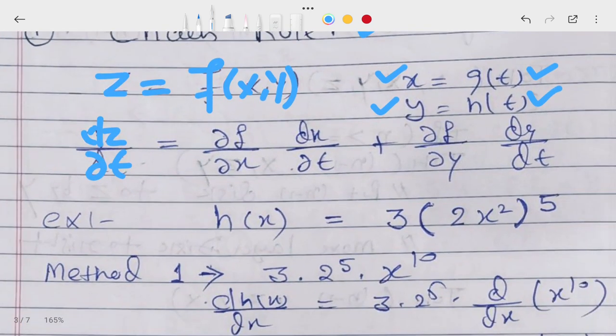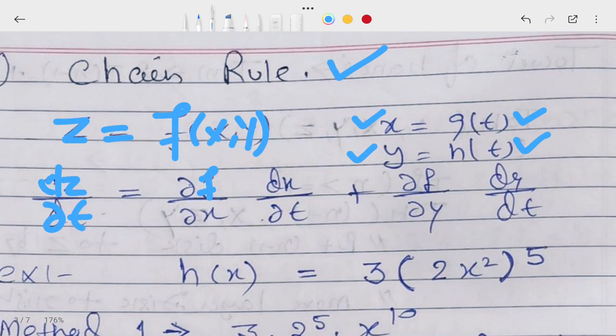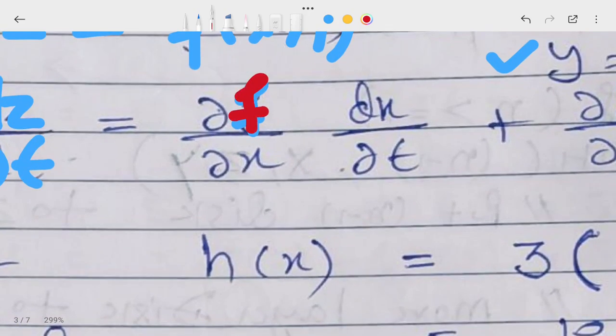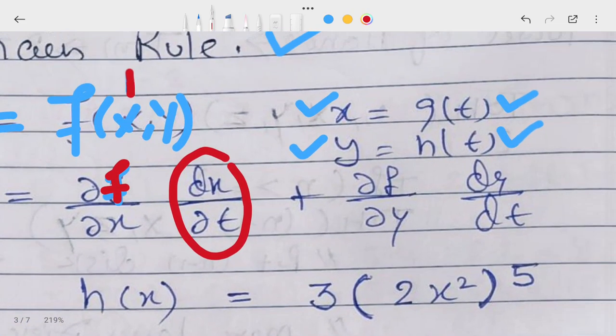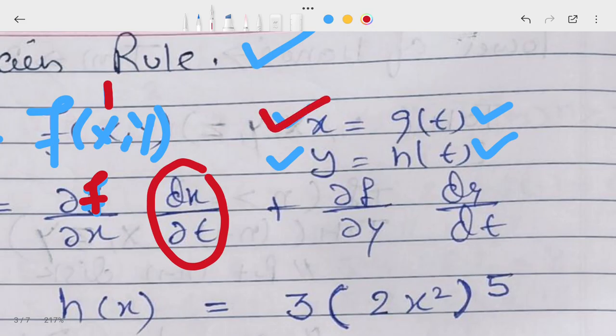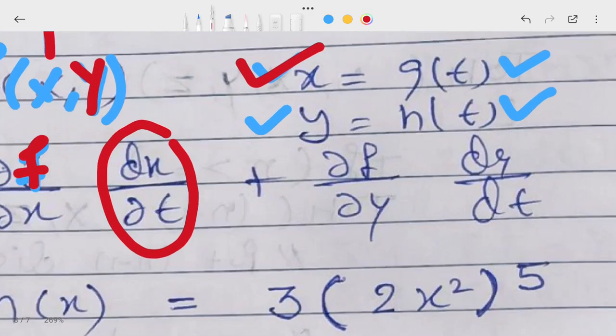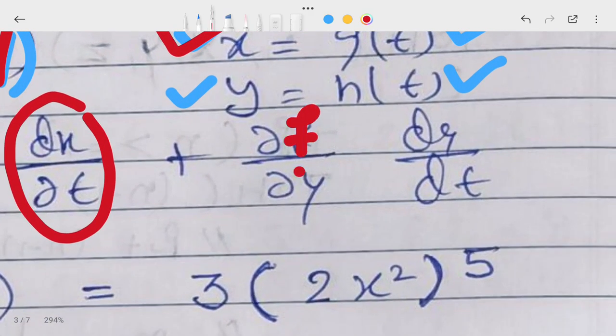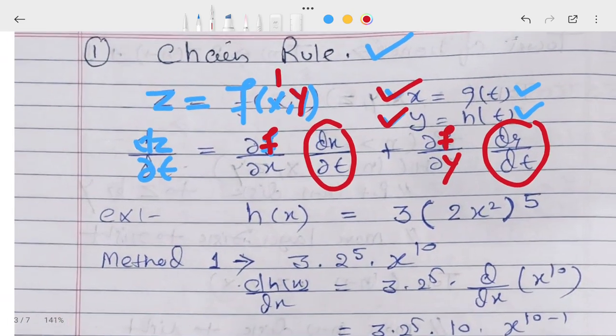So if I want to differentiate z with respect to t, at first I differentiate f with respect to x, because in f there is an x. Then I differentiate x with respect to t, because in x there is a t. In the same way, f has another variable, y, so I differentiate f with respect to y. Then I differentiate y with respect to t, because in y there is a t. That is the meaning of the chain rule.